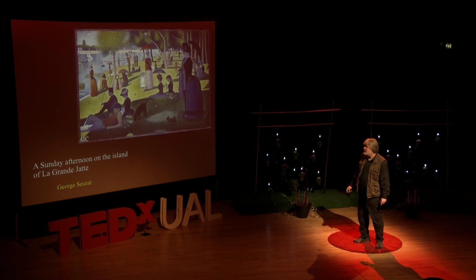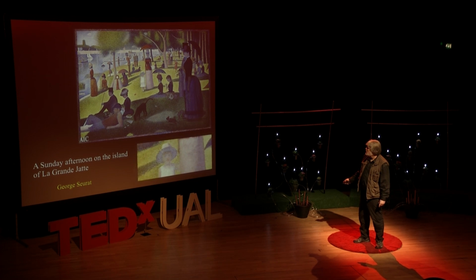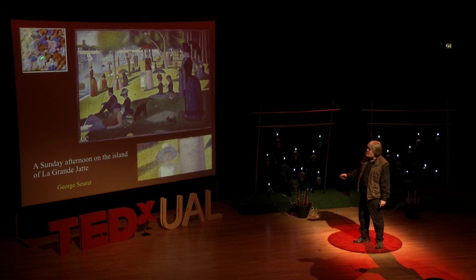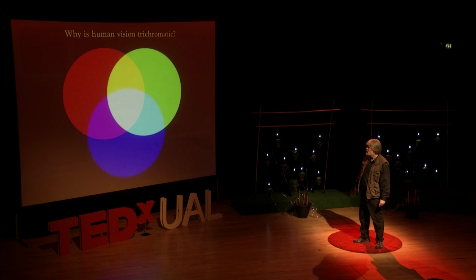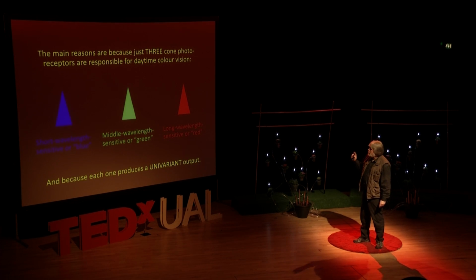And it's been used in painting. Here's a pointless painting by Georges Seurat. And if you look more closely at the painting, you can see it's actually made up of small blobs of pigment. And this was an attempt to do additive colour mixing in painting. And this was done in the 19th century. So why is human vision trichromatic? The main reason is we have three cone types, S, M, and L, but also each one produces a univariate output.